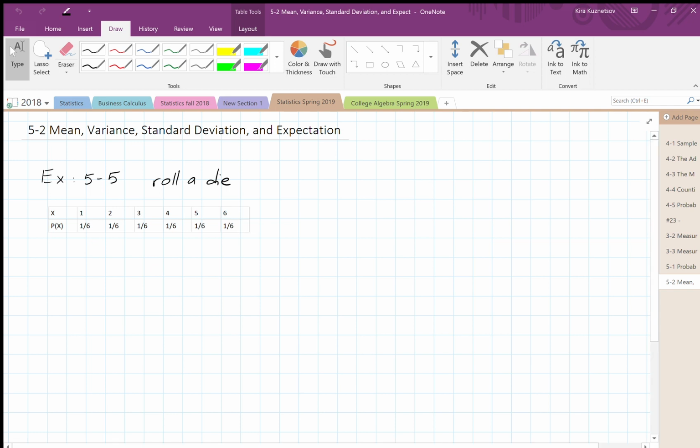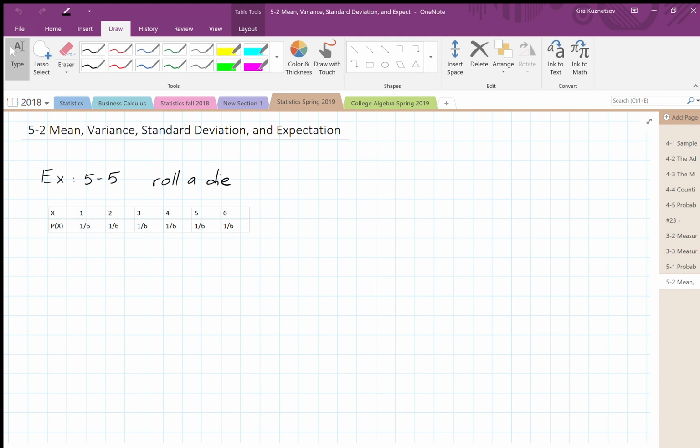This is a continuation of 5-2, which are examples of mean, variance, standard deviation, and expectations of the discrete probability distribution. So I'm starting with example 5-5, which is an event that has theoretical probability. So we're rolling a die.